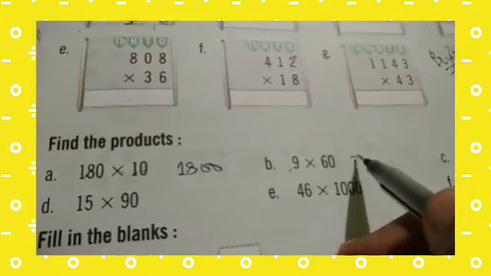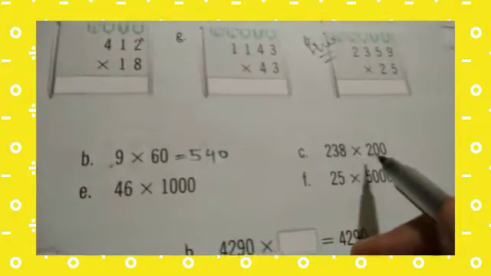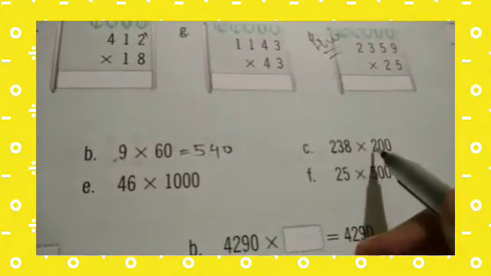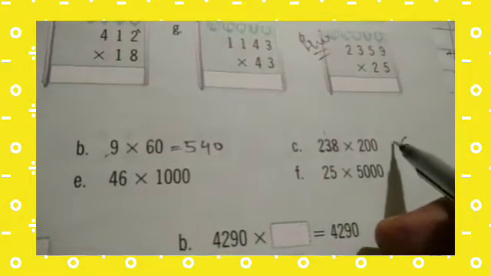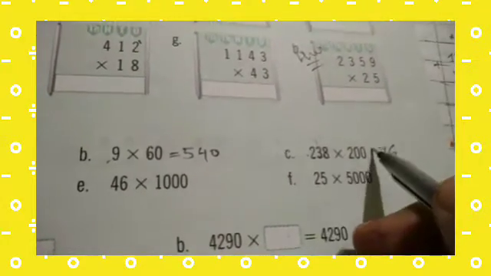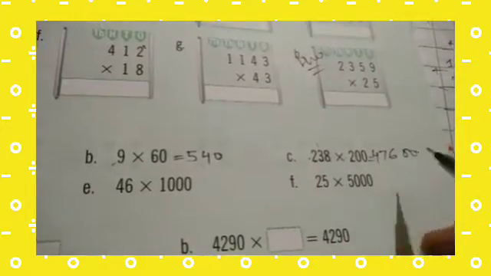Okay. Now next, 9 6s are 54, and how many 0? 1. So we will put 1 0. So answer is 540. Now 238 into 200. So 2 8s are 16, 6 carry 1, 3 2s are 6 and 1 7, 2 2s are 4 and double 0. So answer is 47,600.